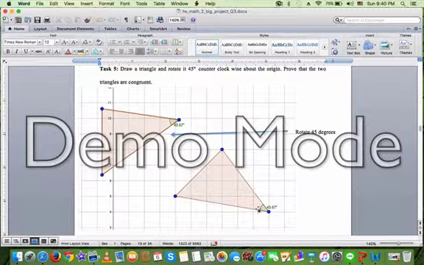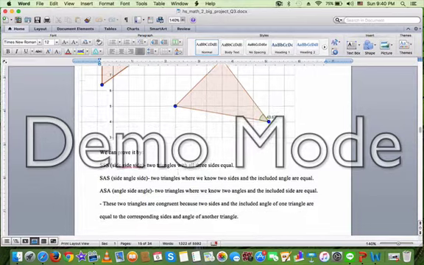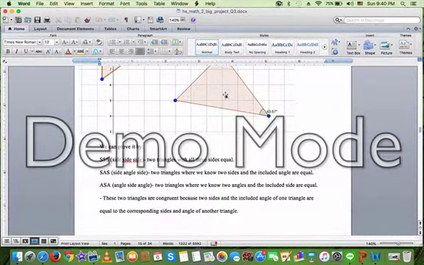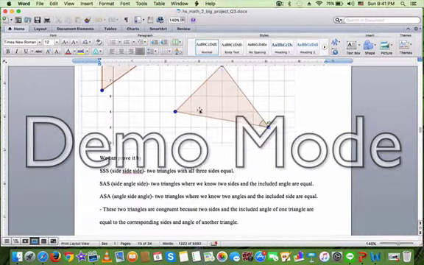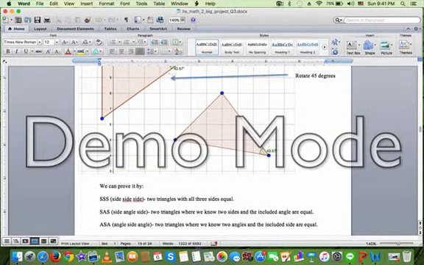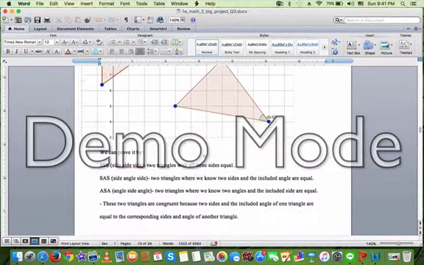The next task is about rotation. So I made one triangle over here and then I rotated it by 45 degrees counterclockwise. So this is the original one, and then I rotate 45 degrees, so it became this. And these two triangles are congruent because two sides and the included angle of one triangle are equal. So these two angles are still the same, even though they stay in different positions.